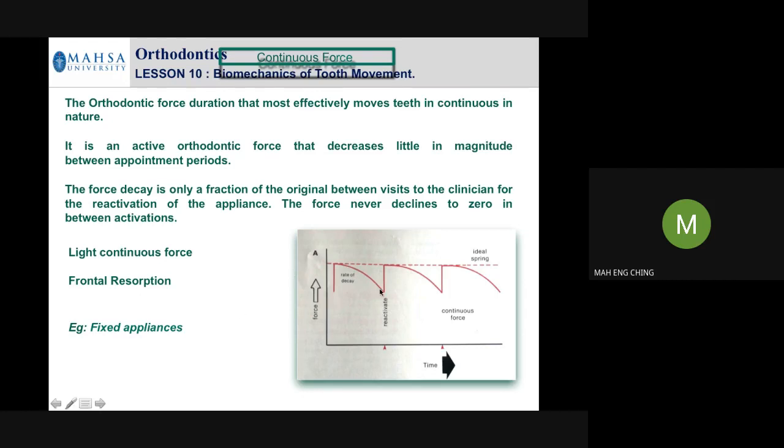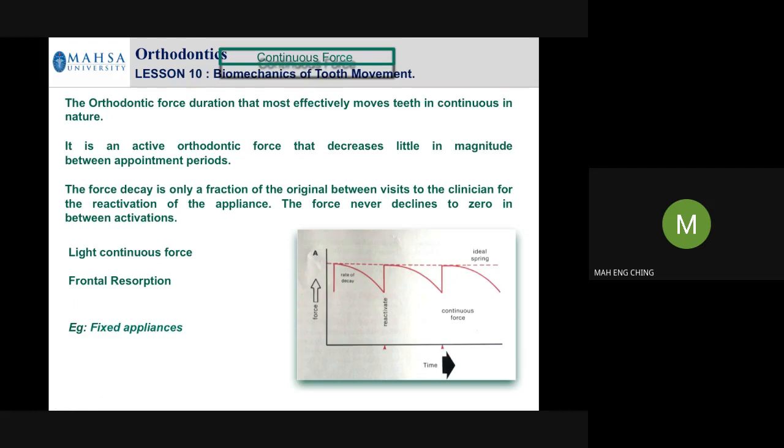So in between the visit, the force will decrease or decay to a certain level. Then after reactivation, it becomes heavy again. Then slowly it decays to a certain level. Then after reactivation again, it goes back to heavy. Then it slowly decays. That's how we do braces. That's why you need the constant adjustment or constant tightening of the braces.